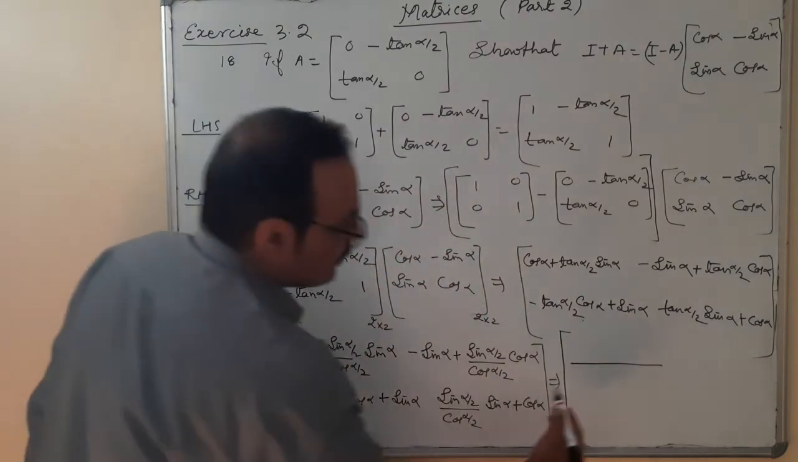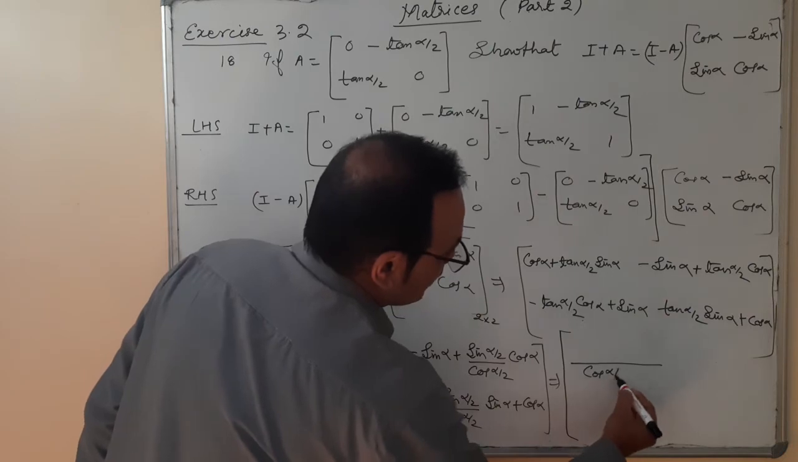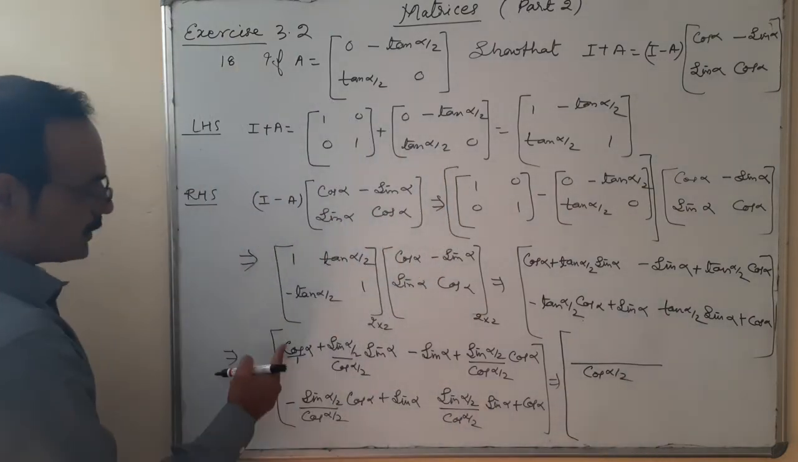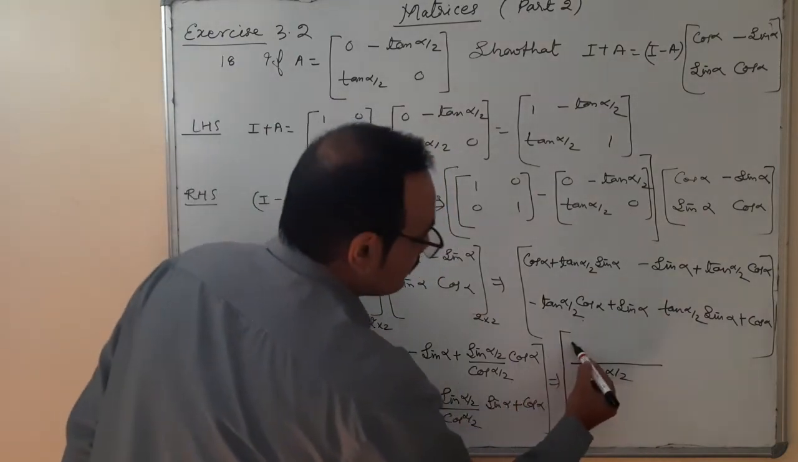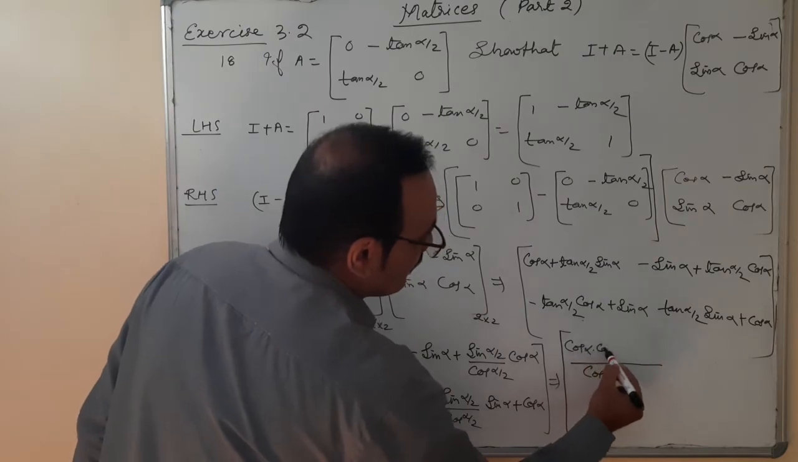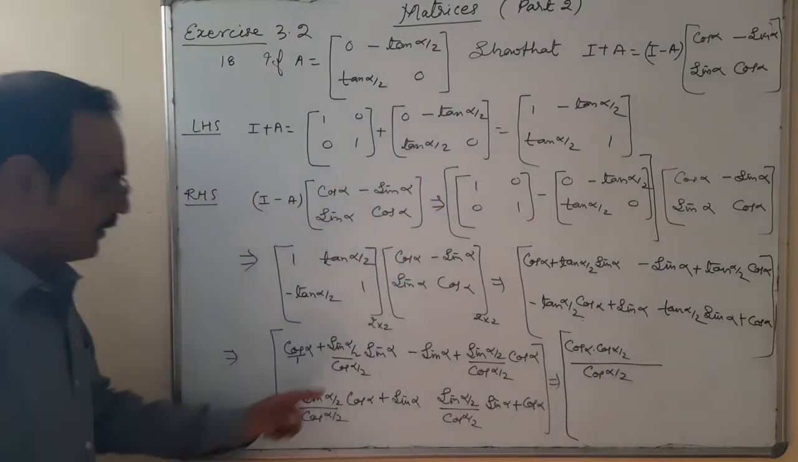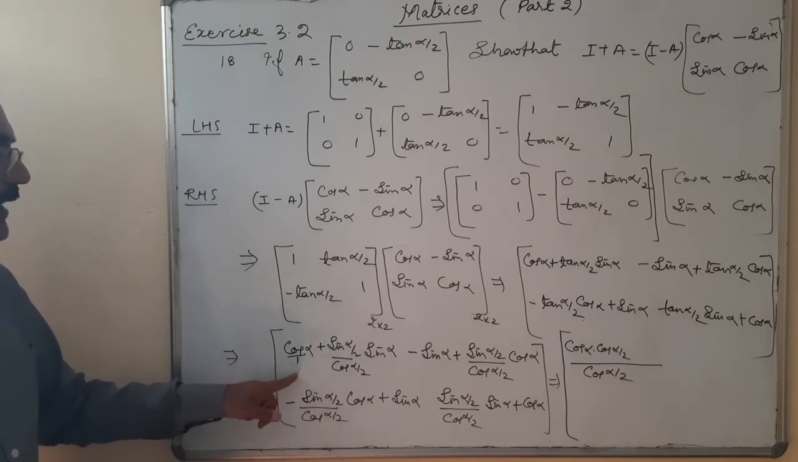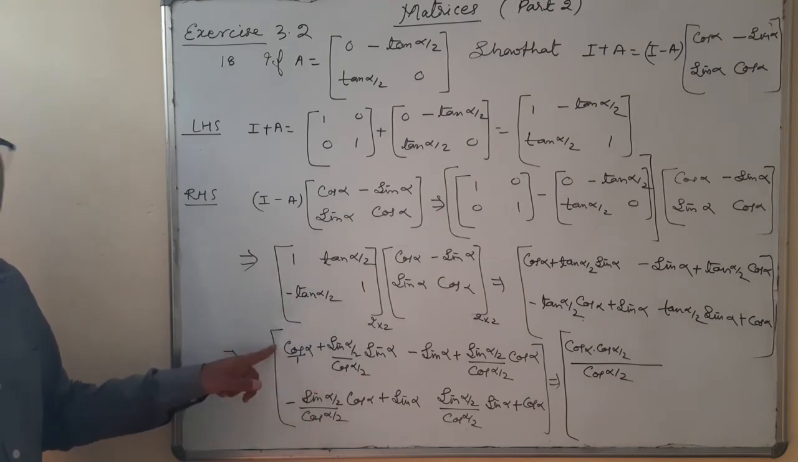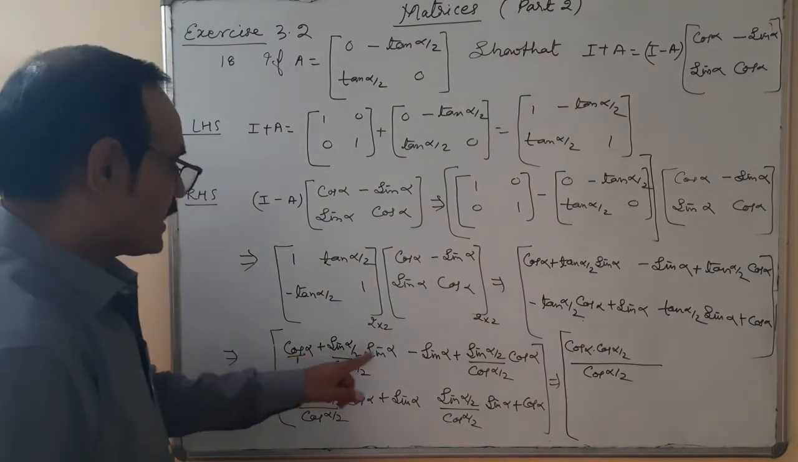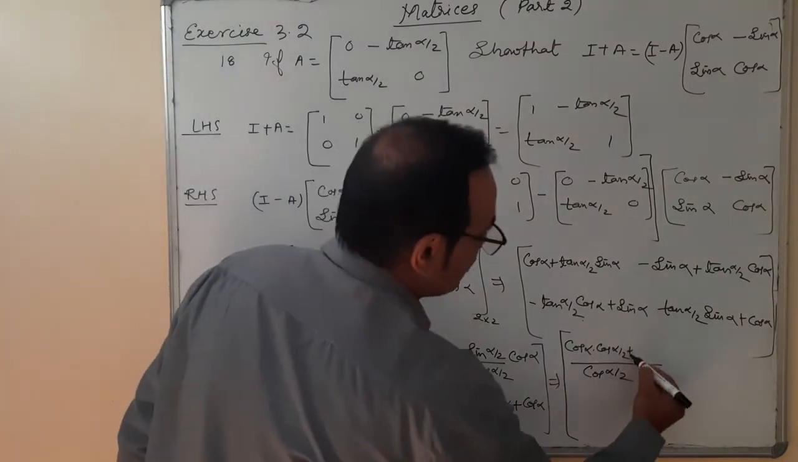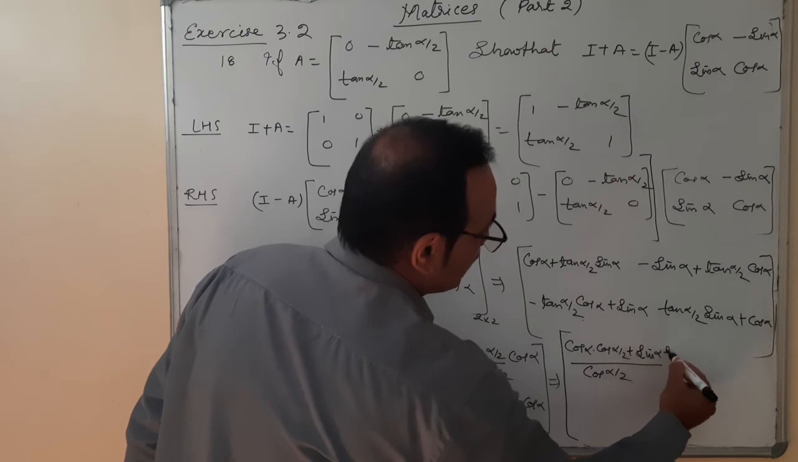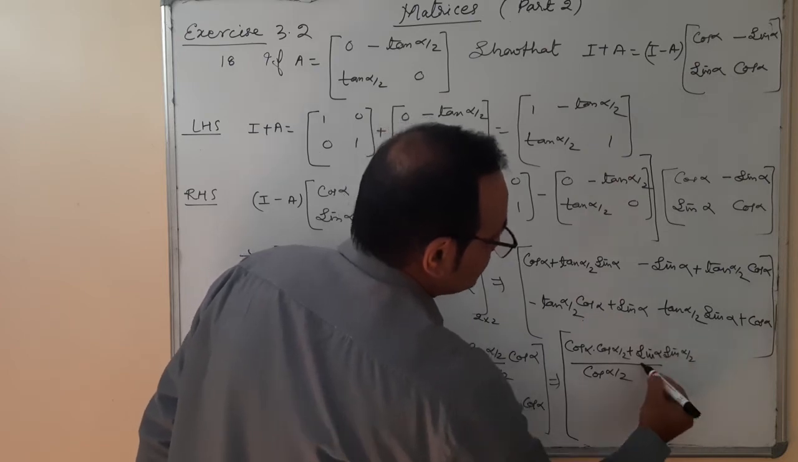Here the LCM is cos alpha by 2. So it is coming cos alpha into cos alpha by 2. LCM cos alpha by 2 into 1. 1 cancels, cos alpha multiplied by cos alpha into cos alpha by 2, plus sin alpha into sin alpha by 2.